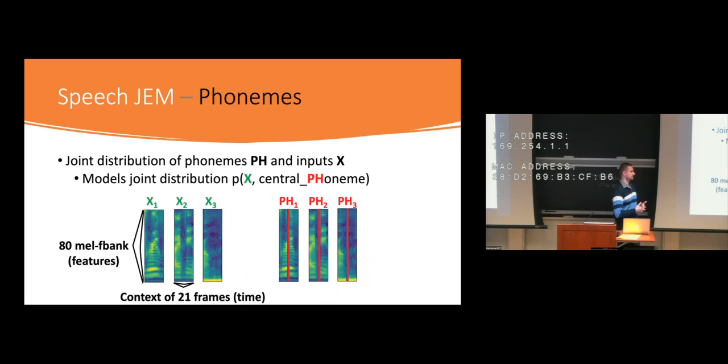I will present some simple experiment. You can train this model, modeling the joint distribution of input and phoneme. In this sense, you take 21 frames of 80-dimensional mel filter banks, and you want to model the joint distribution of this particular thing, where you also have the score of this being likely for each phoneme. Why do I have this red thing? Because I'm trying to predict the middle part of these 21 frames.